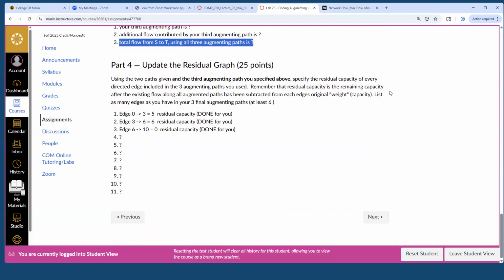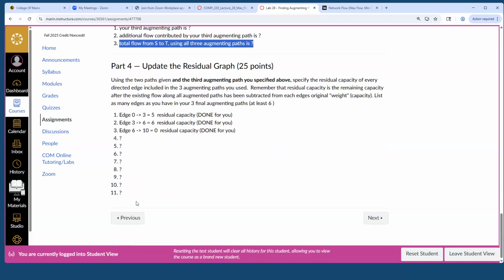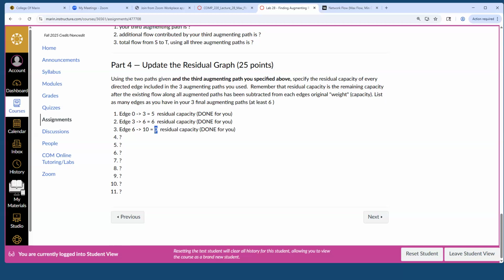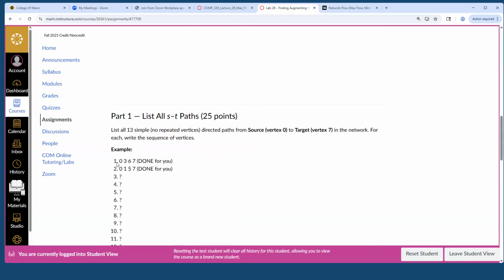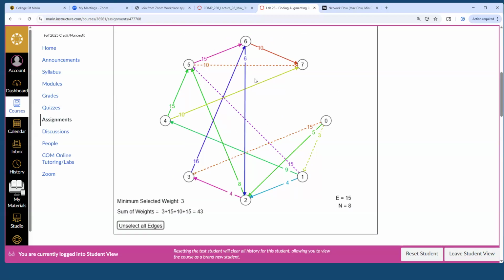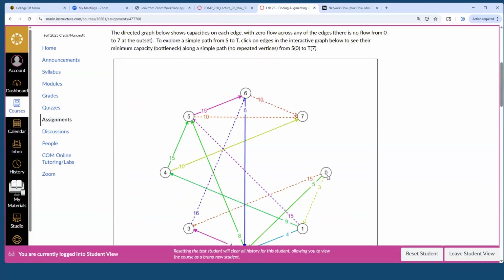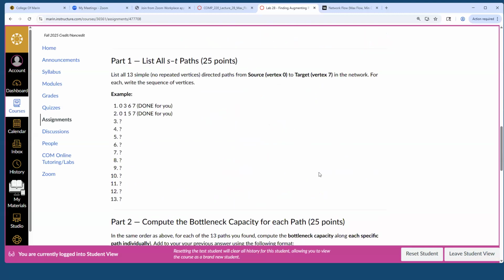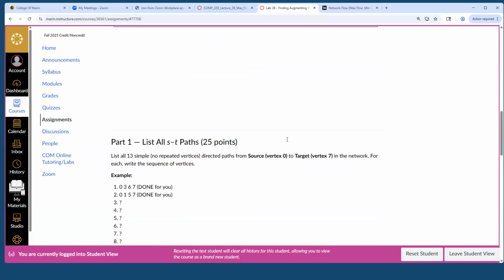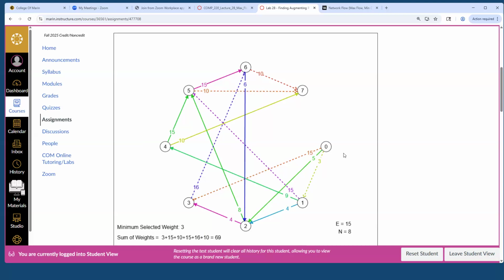Once you do that, I want you to update me on all of the edges and their residual capacity. How much residual capacity is left? You can see 0, 3 is going to have a residual capacity of 5, because if I select both of these paths, 0, 3, 6, 7 as well as 0, 1, 5, 7, I want to know what is the residual capacity on edge 0, 3. It's going to have to be 5 because of 15, 16, 10. We can only fit 10 along that path. That means the residual capacity here is going to be 15 minus 10. That gives us the 5.